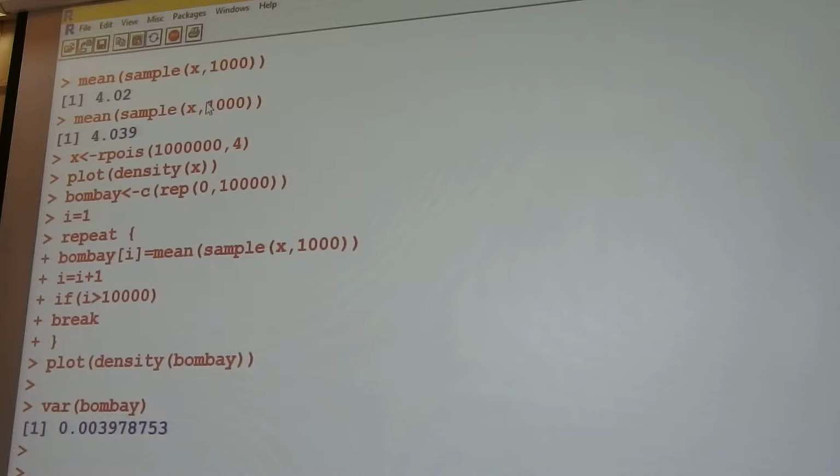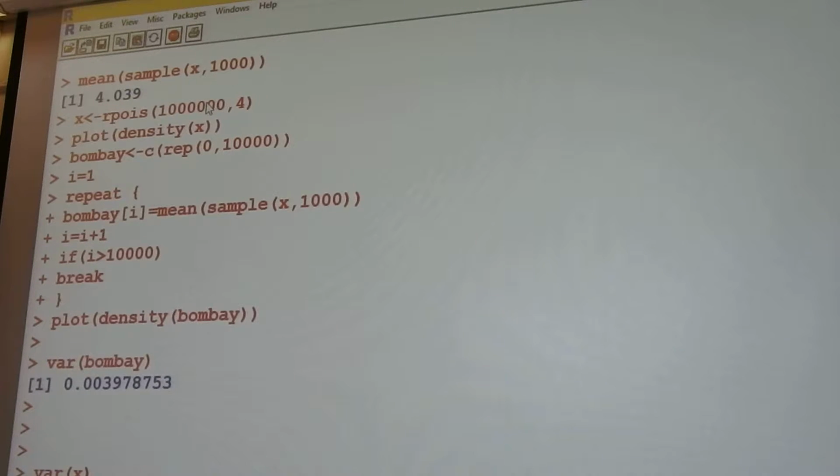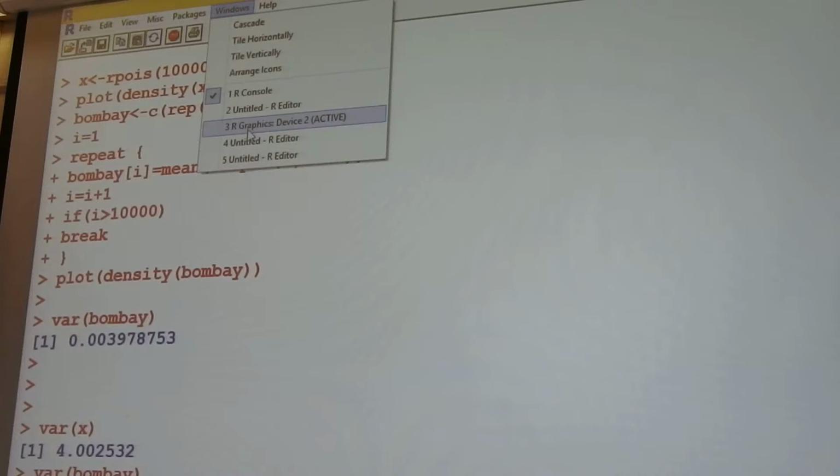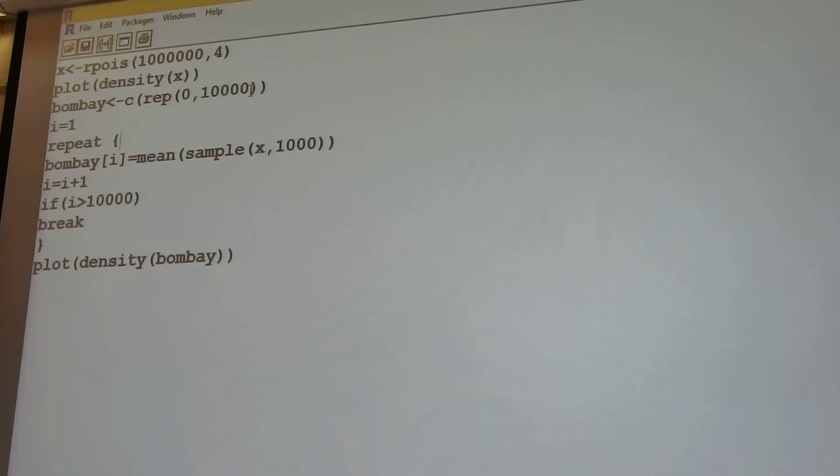Similarly, look at this. The variance of x was 4, and the variance of Bombay is 0.0039. Now if I change this sample size to 100, remember I am taking 10,000 samples, each of size 1000. Now I am taking samples of size 100. So i goes up to 10,000 because I am going to take a sample 10,000 times. Now suppose I do this, what do you think?